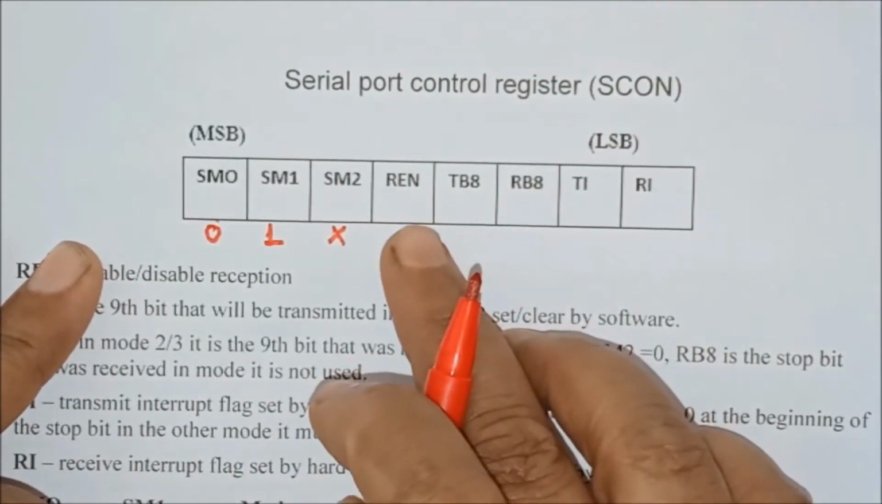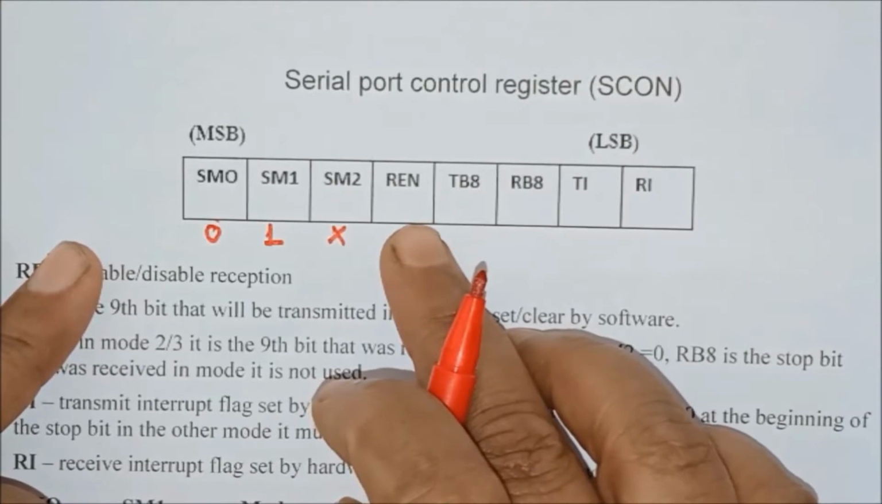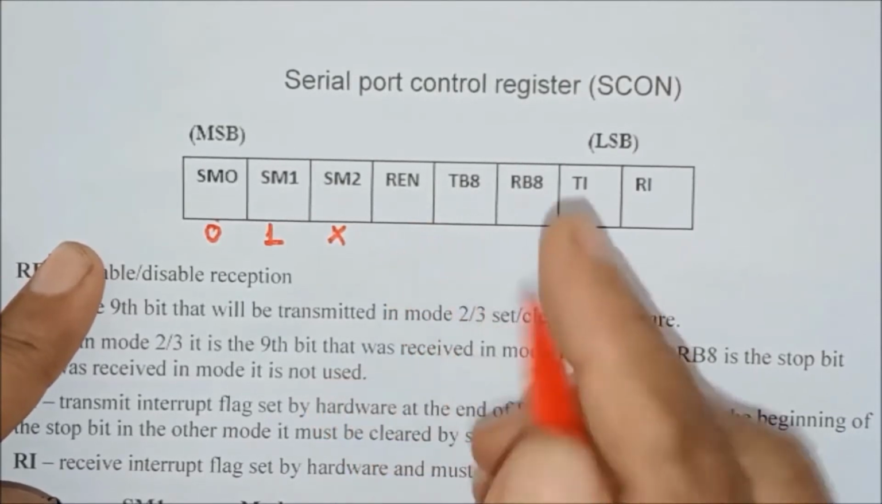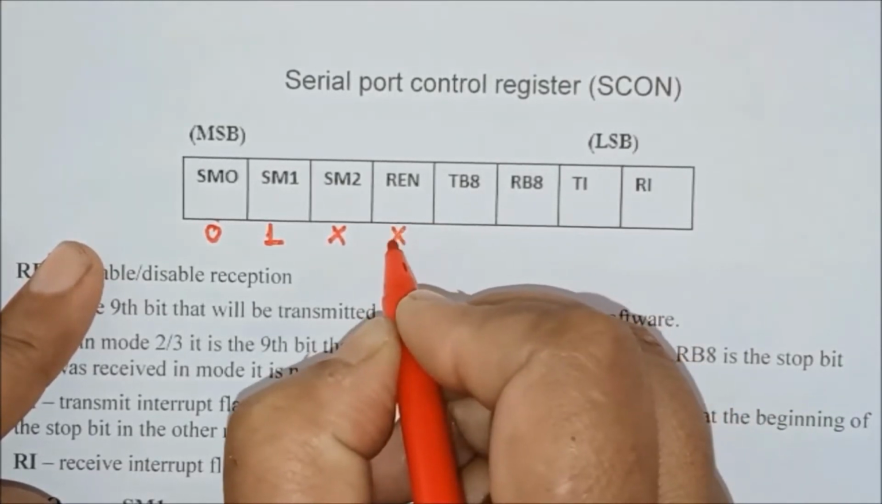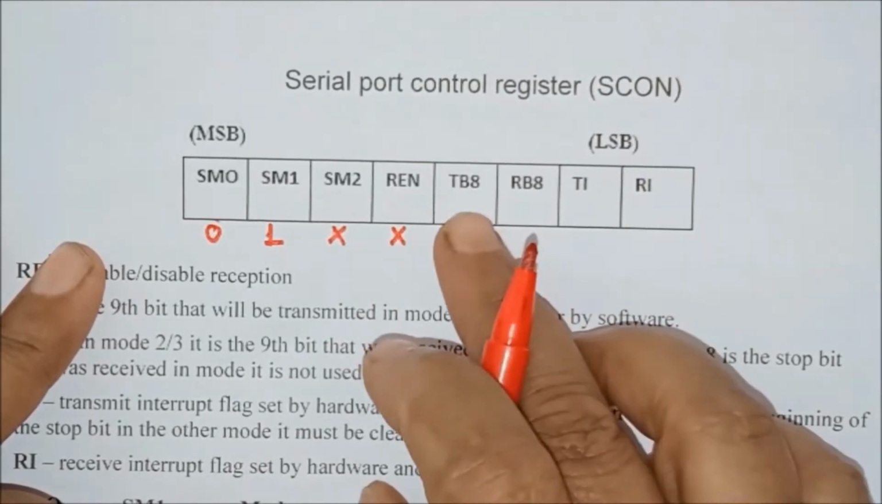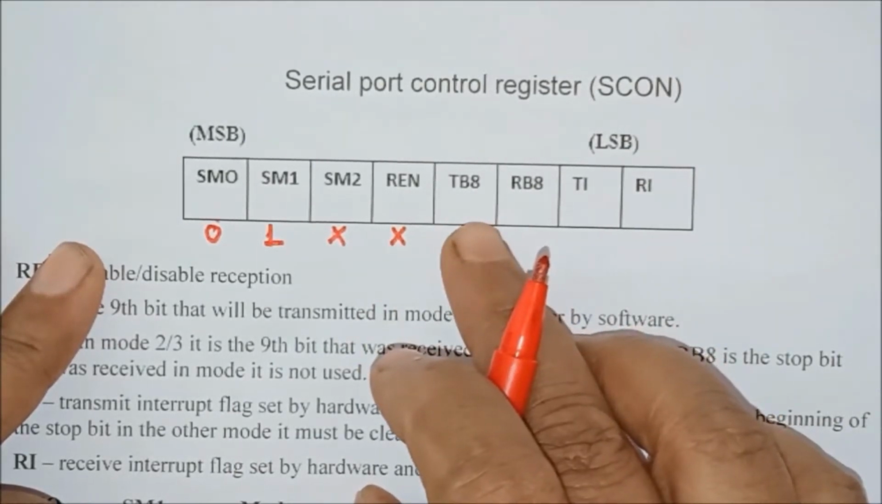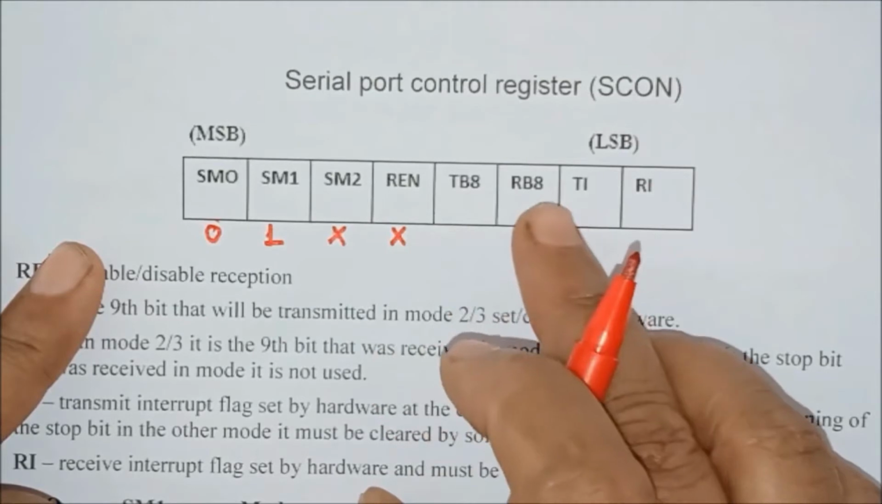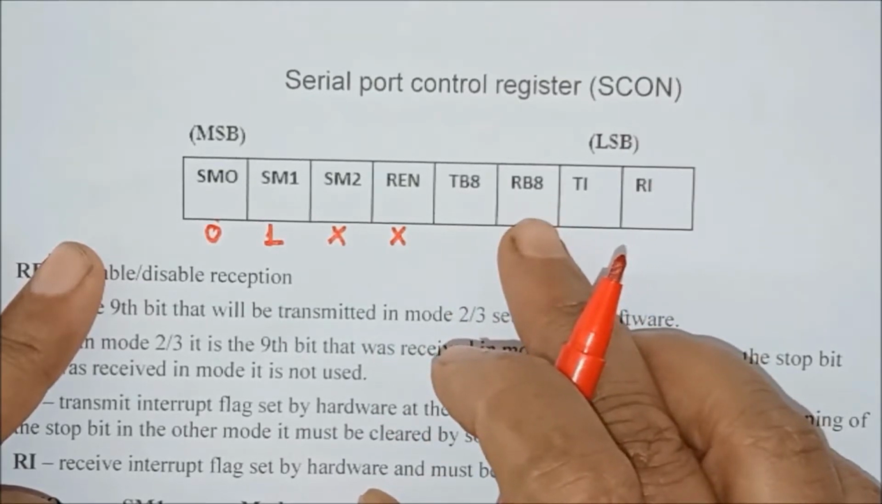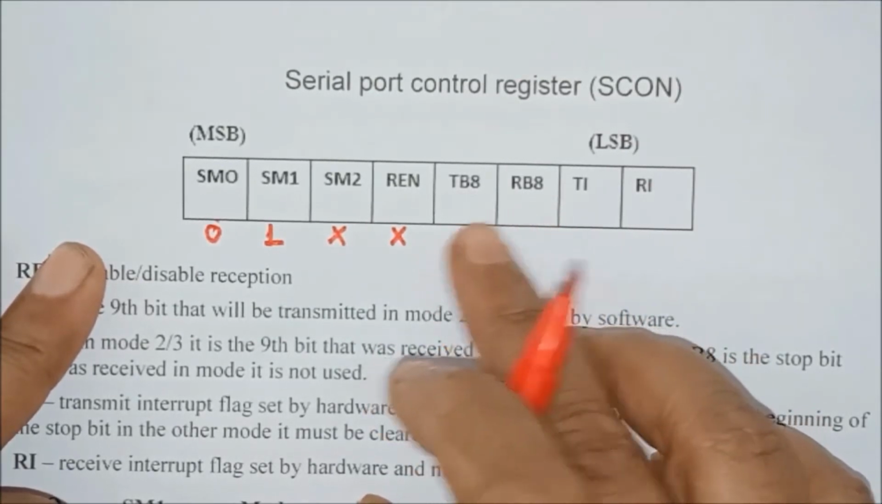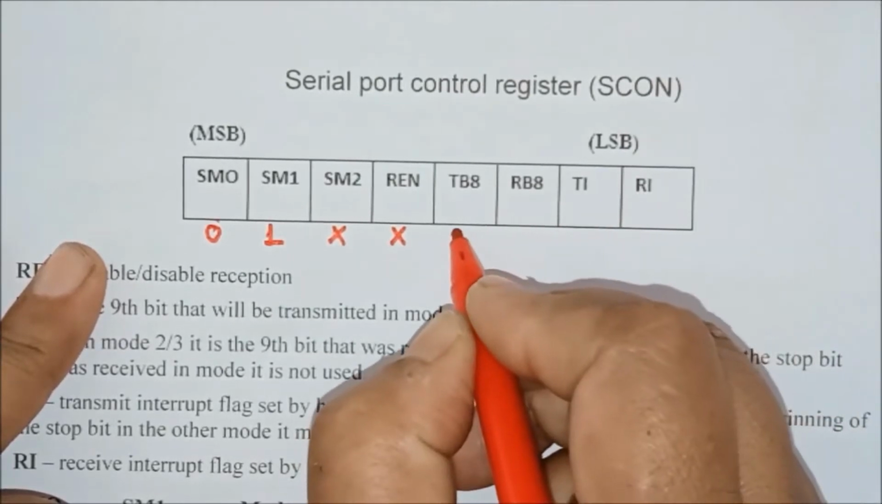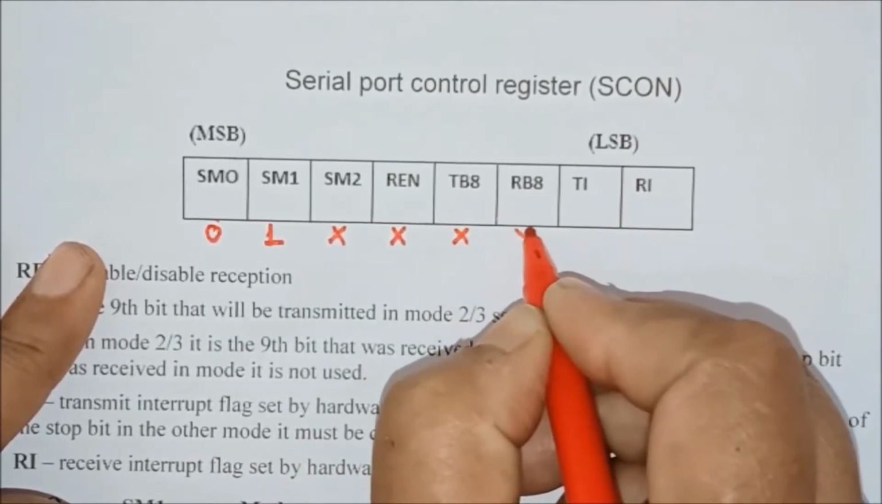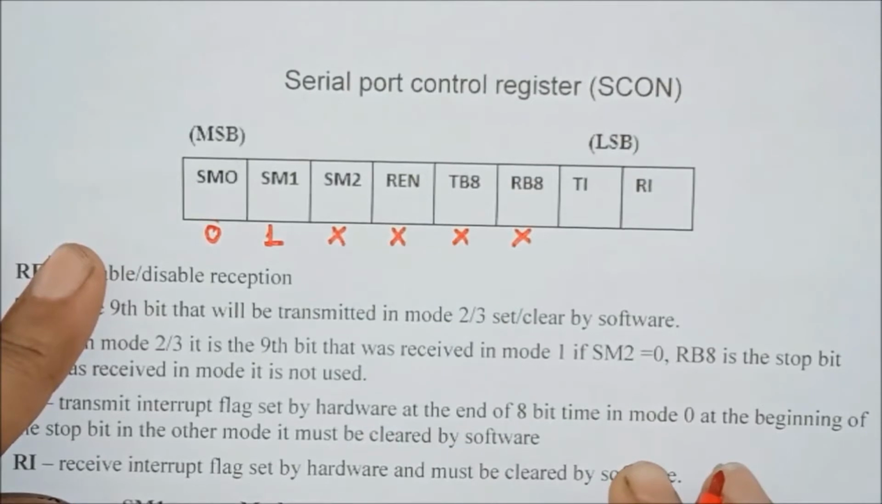REN is receiver enable bit. Since we are writing transmitter program, this bit is again in don't care condition. TB8 will act as the 8th bit of transmission and RB8 will act as the 8th bit of reception, but these two bits are used in mode 2 and 3. So for mode 1 these are again in don't care condition.